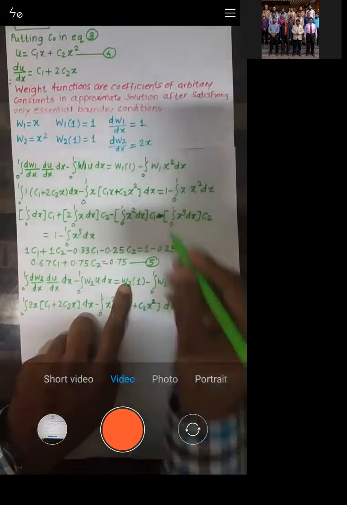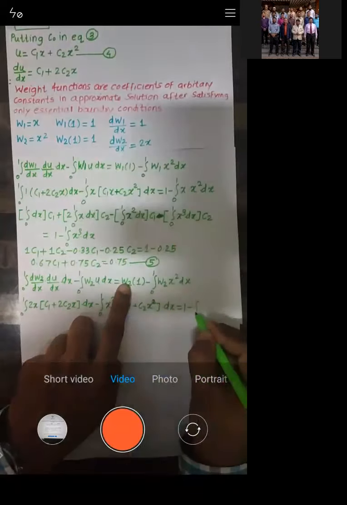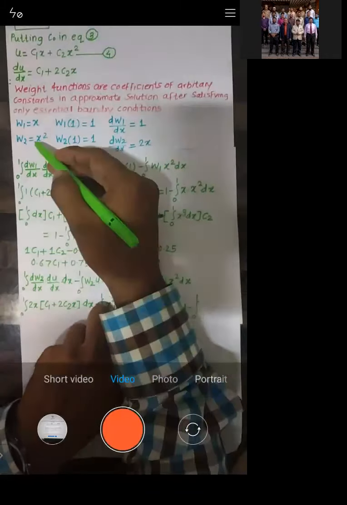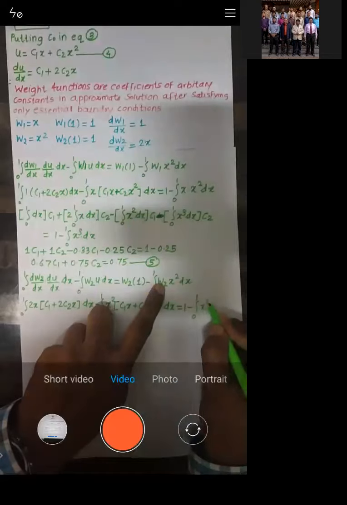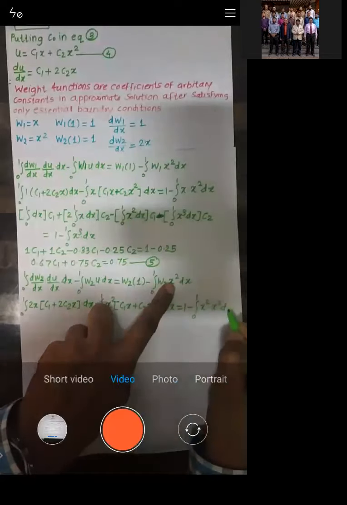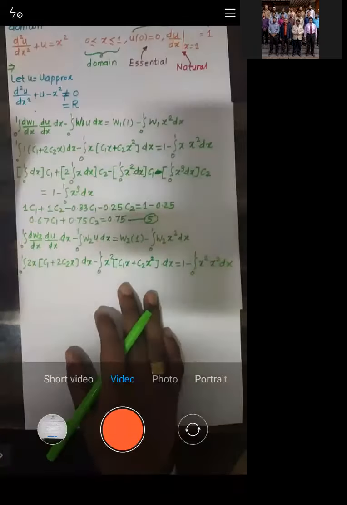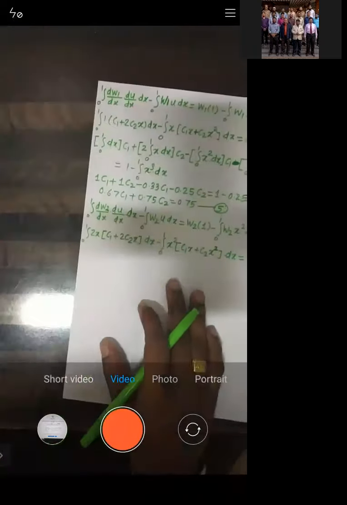That is equal to 1 minus integration 0 to 1 w2. What is w2? It's x square, into again x square dx. Is it okay, all of you? Is it okay or not? Let me know. Is it okay with this one? Yes.